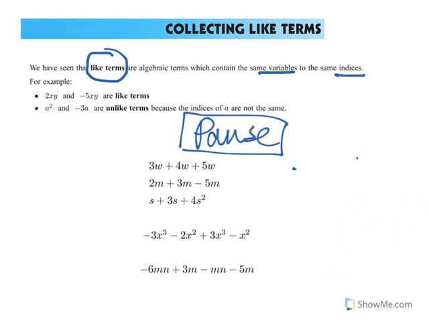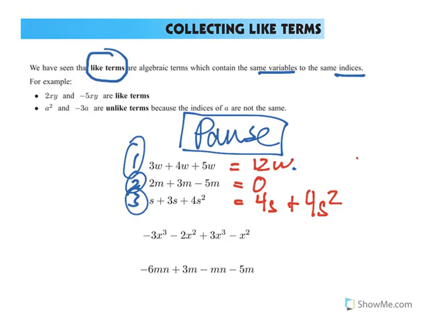I want you to pause the video, and I want you to try and solve number 1, 2, and 3 by not solving, but combining the like terms, collecting the like terms. Go. Okay, this is what you should have had. Number 1 should be 12w. You have 3 plus 4 plus 5. 4, 5, 6, 7, 8, 9, 10, 11, 12.